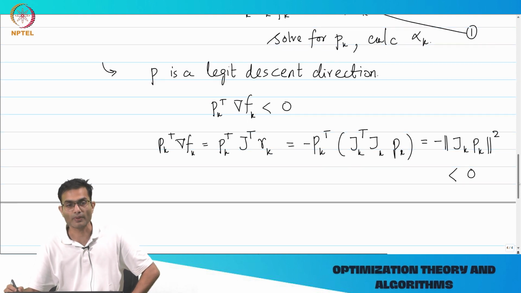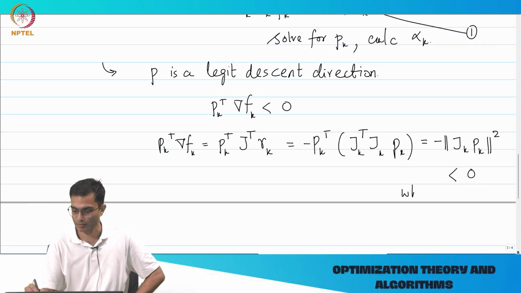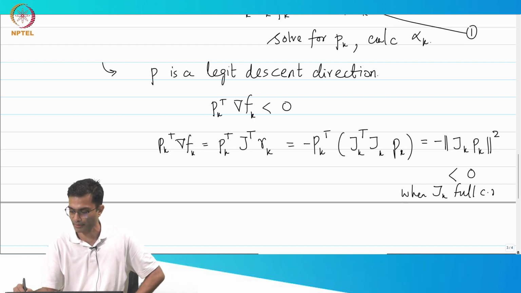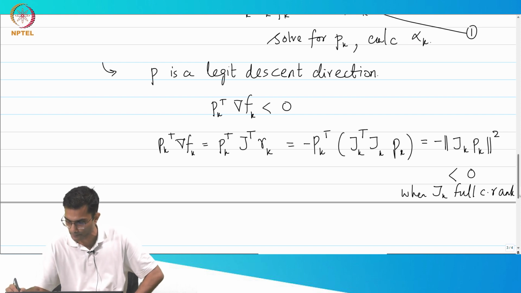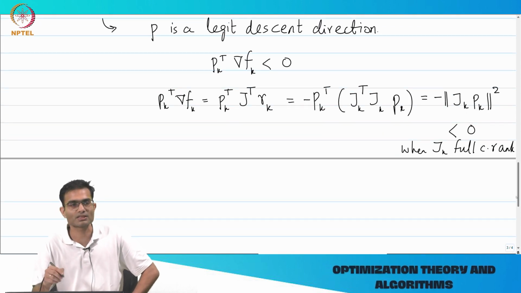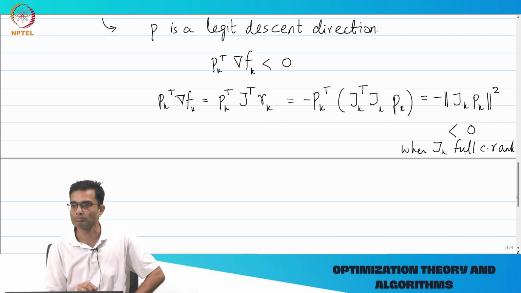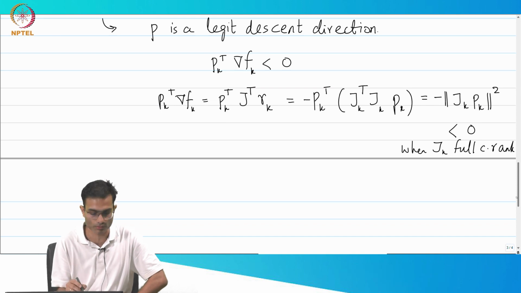Now when is this less than 0? When Jk is full column rank. When will this go to 0? If it is full column rank, when can this expression ever go to 0?